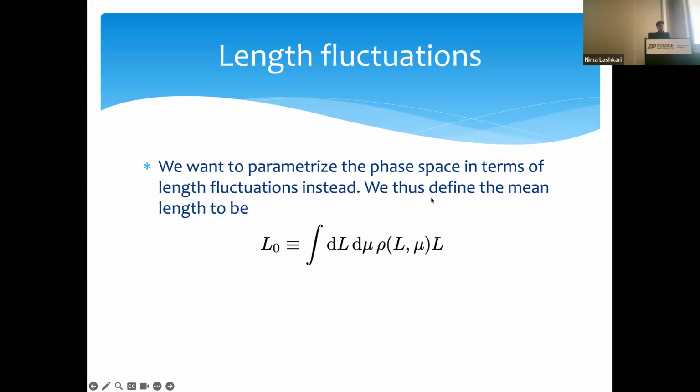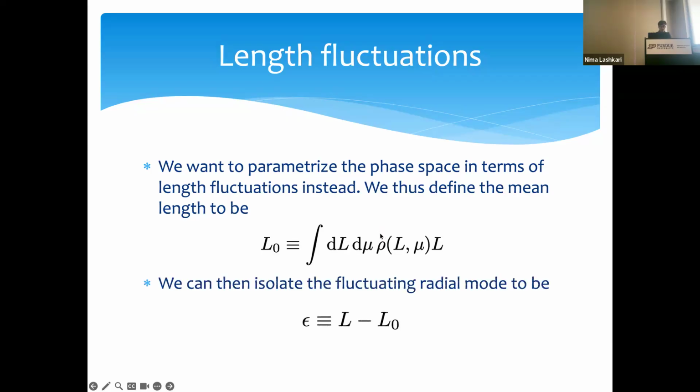This is just a standard way of computing the mean associated with L given a probability distribution. And L naught is a phase space constant, so we can isolate the fluctuating radial mode by just subtracting off L naught. So epsilon is something that is reasonable to understand from the perspective of asymptotically flat spacetimes. And epsilon and L have exactly the same algebra, because L naught is a constant, so every time you put it inside a Poisson bracket, it just disappears.